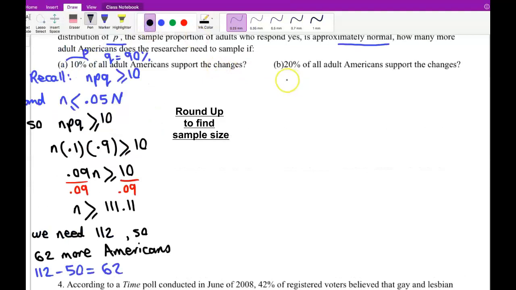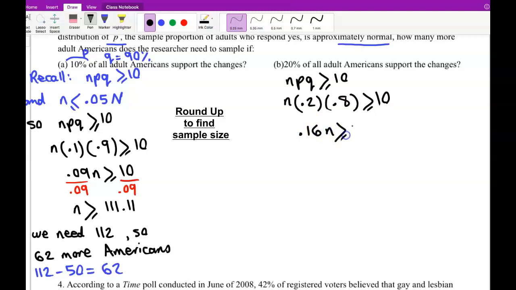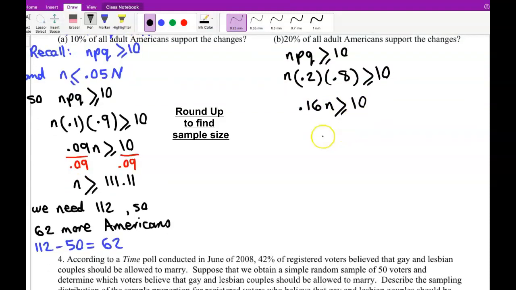Okay, do the same for part B. Now instead of 10% from part A, here we have 20%. So again, n times p times q should be greater than or equal to 10. So n times p is 20%, and q is 80%. Solve for n, divide both sides by 0.16, and n is greater than or equal to 62.5.